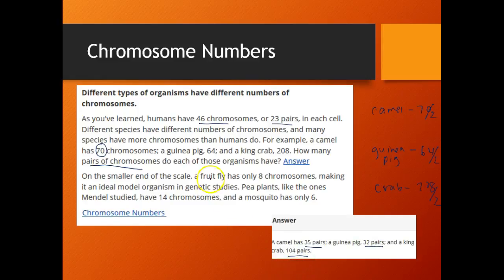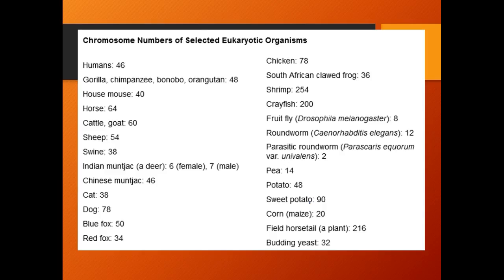On the smaller end of the scale, we have fruit flies that only have 8 chromosomes, right? Which is why they're used often in genetic studies, because it's easy to manage only 8 chromosomes versus 208 chromosomes. And pea plants, like the ones Mendel studied, have 14 chromosomes. And a mosquito only has 6. So you see there's a great variety across different organisms. And here's just some more if you're interested in seeing how many chromosomes some of these organisms have.